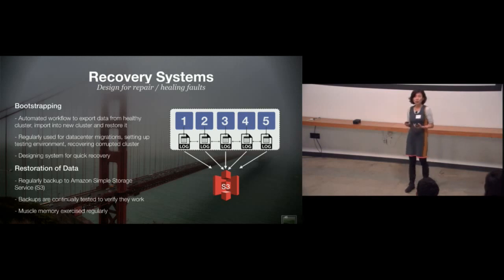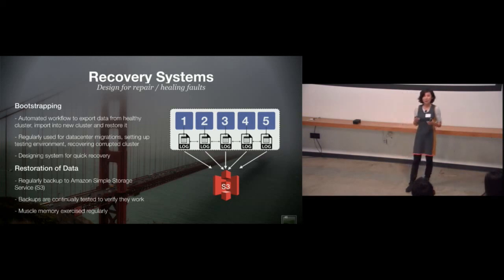And we also often use it for recovering a corrupted data center or cluster that's caused by human errors. Of course, the recovery system also takes care of the backup. Our recovery system does regular backups of the data to the Amazon S3 service. And we have checksums and everything in place to make sure that the transfer is not corrupted.